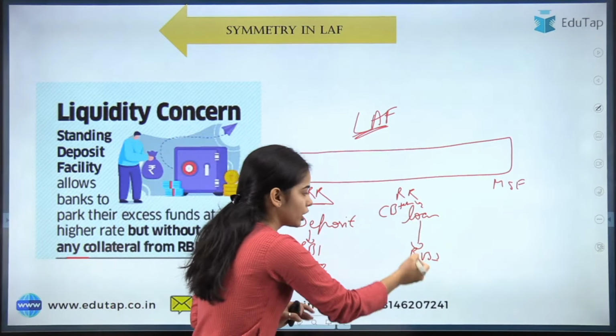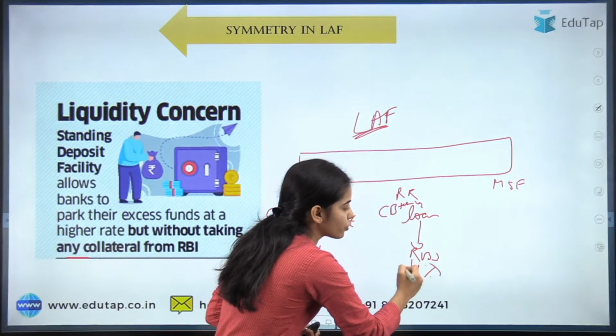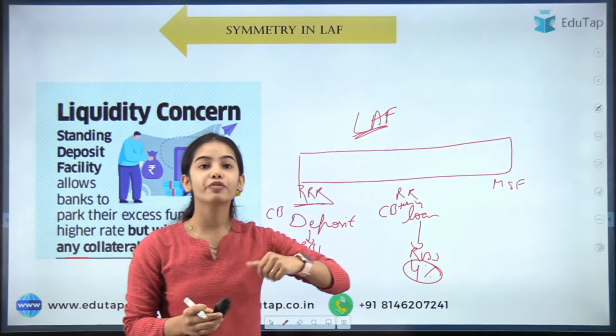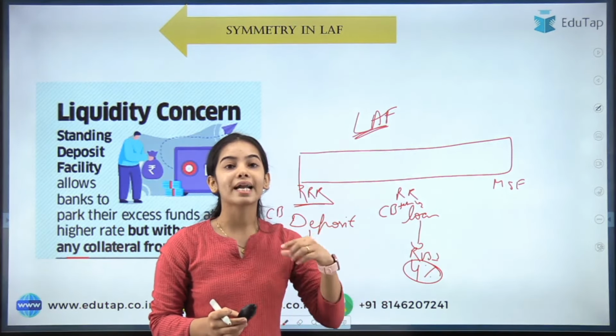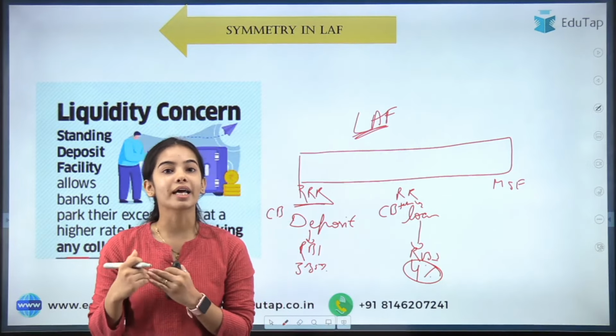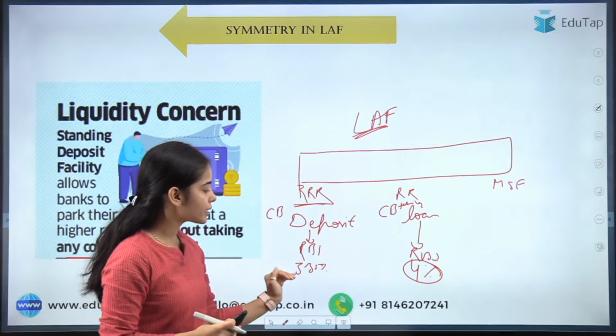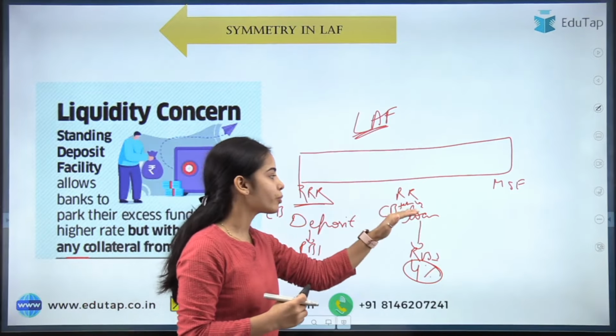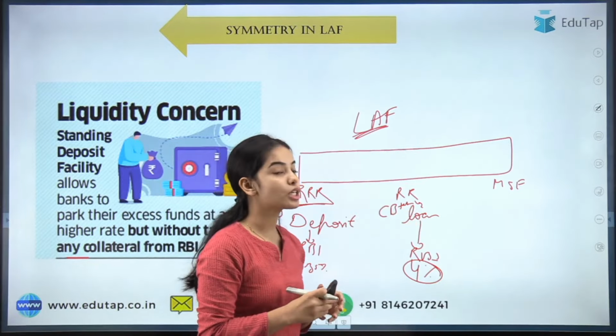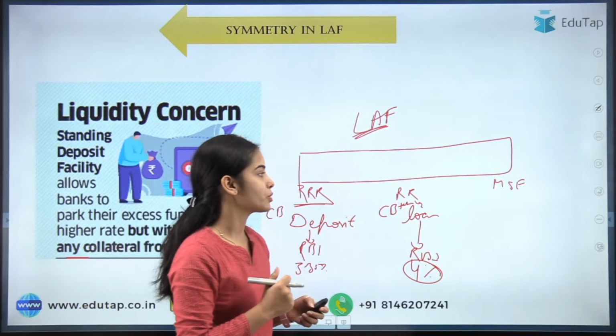So the repo rate was 4%. When a bank gives you a loan, it is at a higher rate, and the deposits are at a lower rate. So when the RBI takes the deposit, it is at a lower rate than the repo rate, that is the rate at which the loan is given by the RBI to the commercial bank.